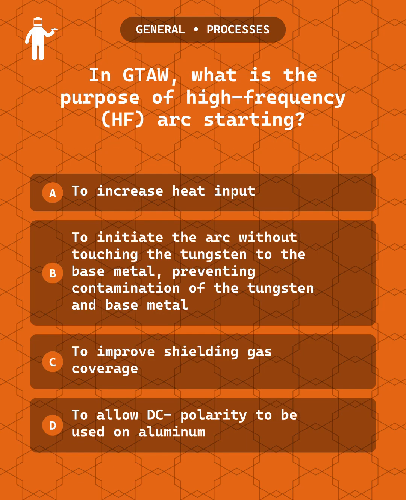Question 8. In GTAW, what is the purpose of high-frequency arc starting? Is it A, to increase heat input, B, to initiate the arc without touching the tungsten to the base metal, preventing contamination of both, C, to improve shielding gas coverage, or D, to allow DC negative polarity to be used on aluminum?